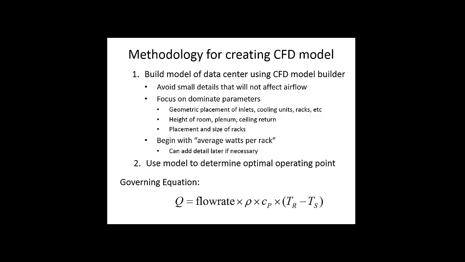So what we're going to do here is create a CFD model of a data center. And by the way, when you're building these models, my recommendation is to avoid the little stuff, the small details that don't affect airflow. Whenever you're doing modeling, we have to focus on the dominant parameters. This is a mistake that's often made early, is that users often try to put too much detail in too quickly. But the dominant parameters in the data center are going to be geometric placement of things like racks and cooling units. It's going to be height of the room, height of the plenum, ceiling. It's going to be where the air handlers are and how big they are and what they're operating.